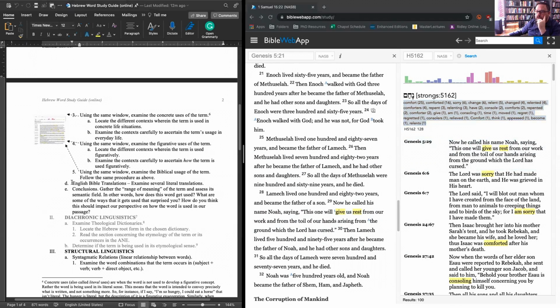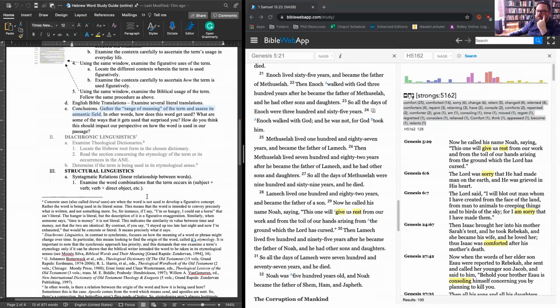Then you want to look at your specific verses in this passage and examine several literal translations. These are going to be New American Standard, King James, ESV, that sort of thing. And then you want to gather the range of meaning of the term and assess its semantic field. In other words, how does this word get used? What are some of the ways that it gets used that surprised you? How do you think this should impact our perspective on the word and how it's used in our passage?